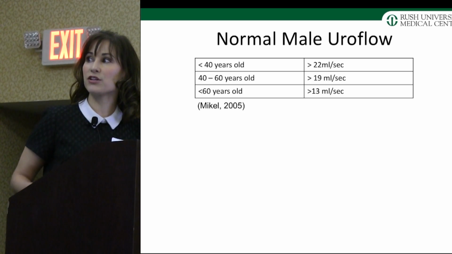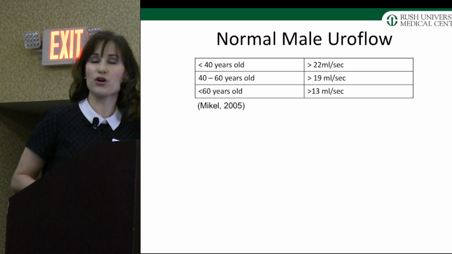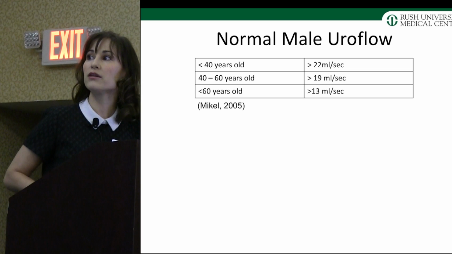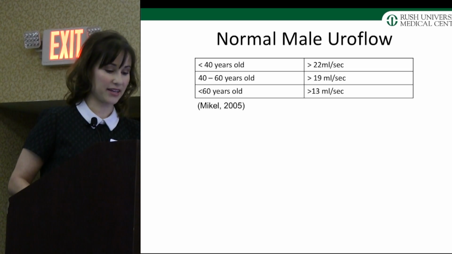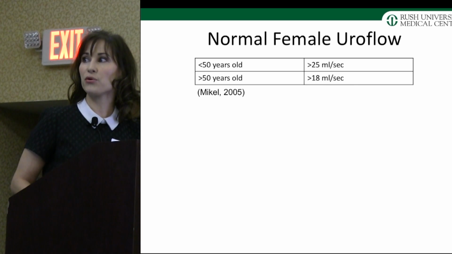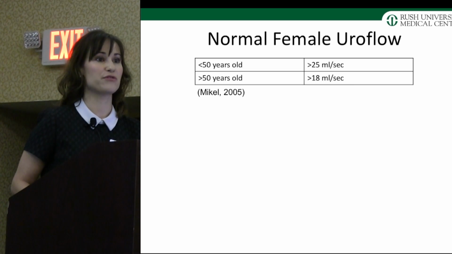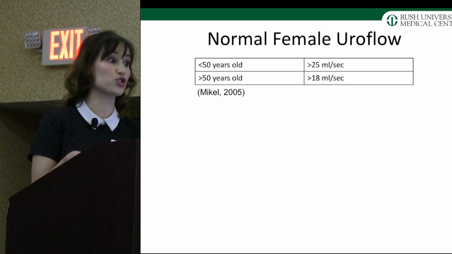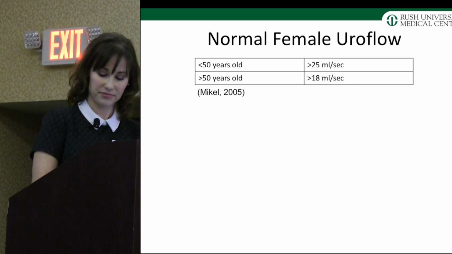Okay, normal male uroflow, this is going to be a little bit less than a female's uroflow because they have the longer urethra, but we're looking at somewhere around 20 milliliters per second. And then your normal female flow, which is a little bit faster. Females have a shorter urethra, it's 4 centimeters. Also, the urethra is straighter in women, so you're going to see a little bit of a variation there.